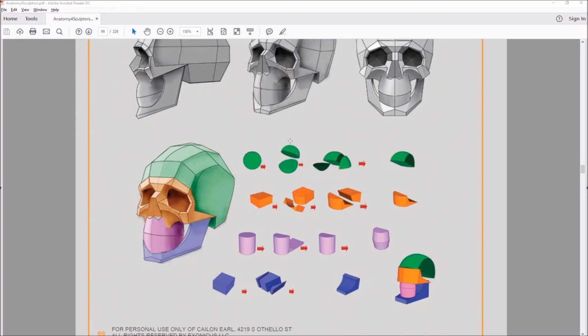So this is called Anatomy for Sculptors. I think you can get the PDF online for like $20. I can't remember how much I paid for it.